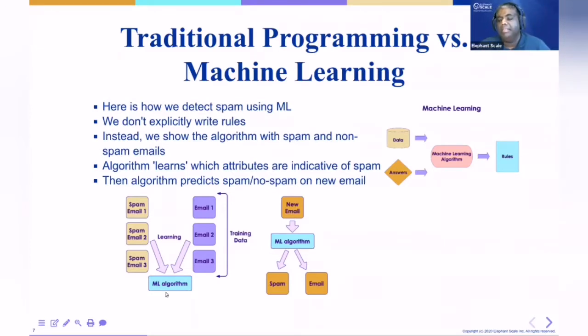So here's an algorithm. What I'm showing this algorithm is some spam emails. I'm also showing the algorithm some good emails. So the algorithm is learning patterns on both: what makes a spam, what makes a good email? Now remember, I'm not writing any rules. I'm just giving samples to the algorithm.